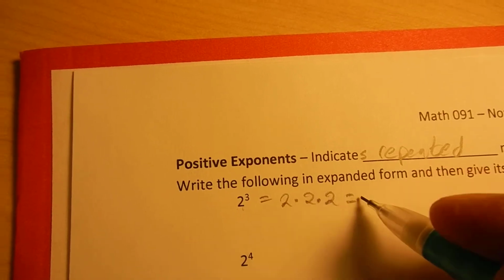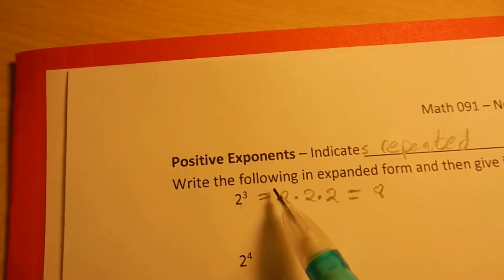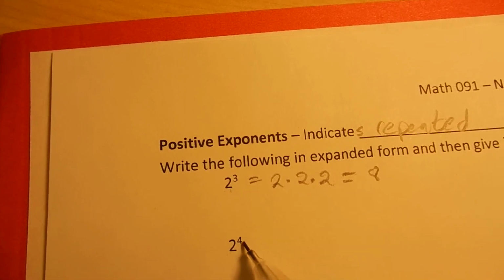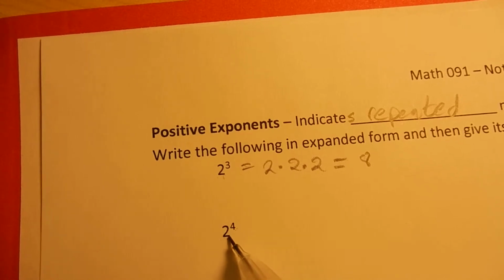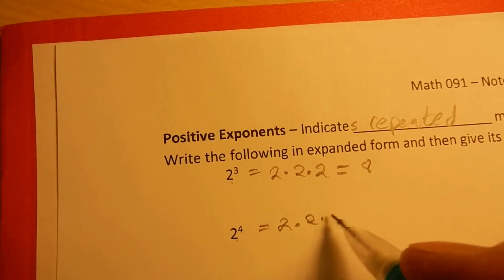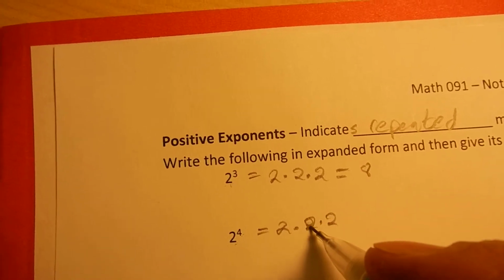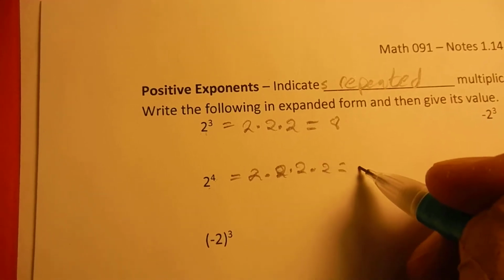So doing that by the order of operations, you would get 8 here. So again, repeated multiplication of this base, as does this exponent. Exponent is saying repeated multiplication of this base, in other words 4 2's being multiplied together. That's a 2, by the way. So order of operations, that would give you 16.